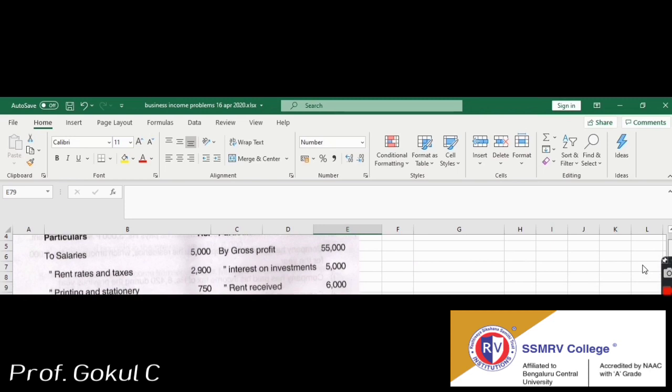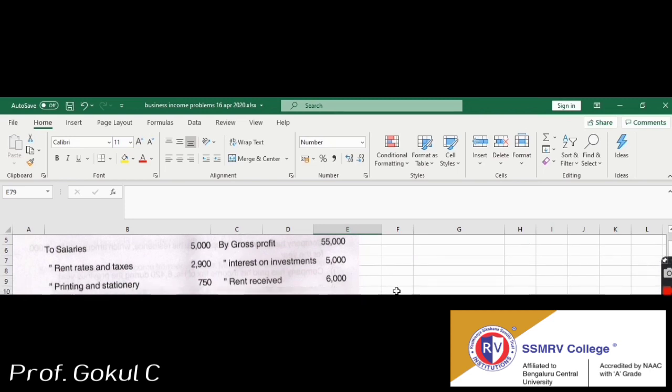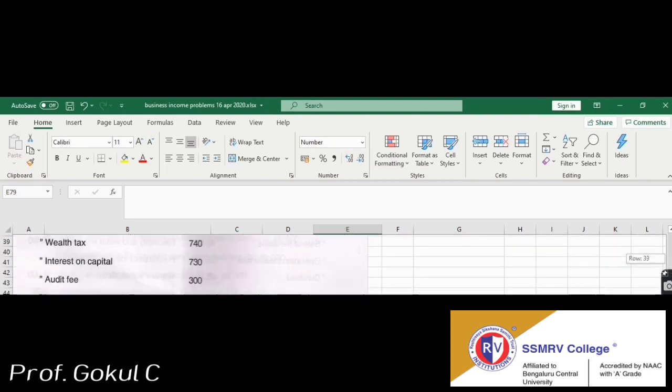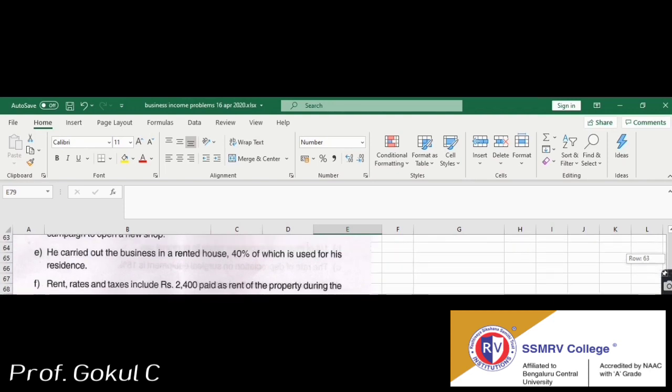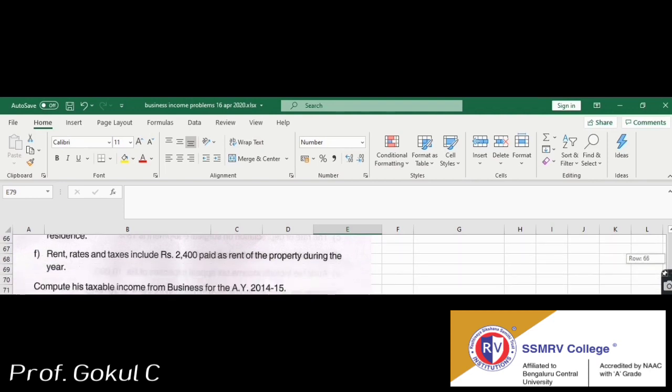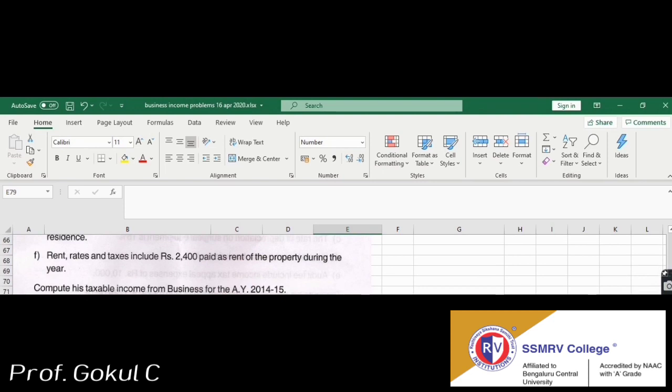Salaries, pure business expenditure, no adjustment given, you can ignore it. Rent, rates and taxes, 2,900 rupees, there is an adjustment to it. Let us go back to the adjustment. What does adjustment say? Adjustment E says he carried out the business in a rented house, 40% of which is used for his own residence. And adjustment F says rent, rates and taxes include 2,400 paid as rent of the property during the year. So we have to assume that this 2,400 rupees is for the entire property.